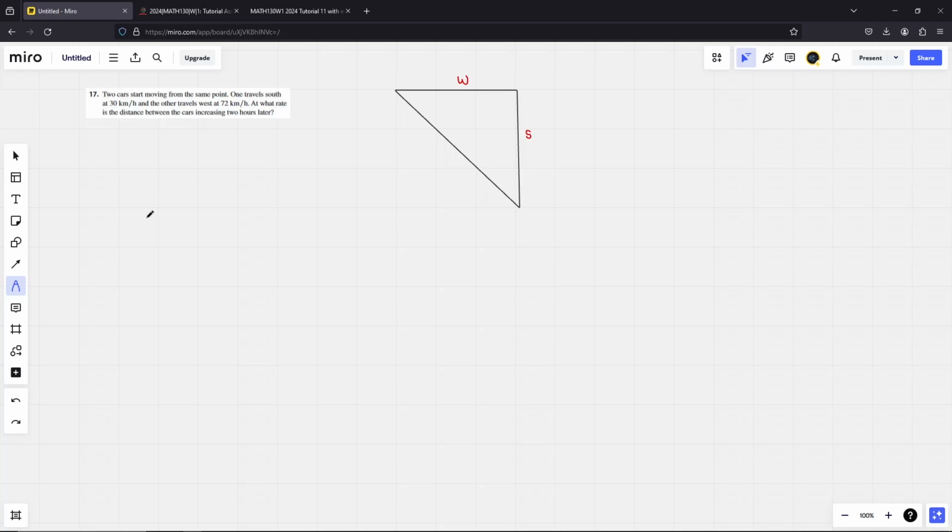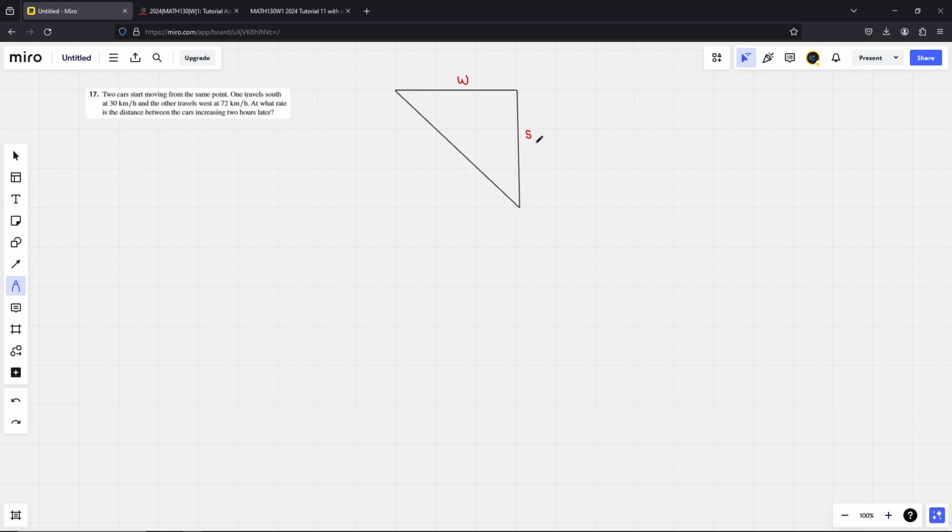Okay, so today we have more related rates, and this question says that two cars start moving from the same point, and one travels south at 30 kilometers an hour, and the other travels west at 72 kilometers an hour. So, if we think about two cars traveling in different directions, we know that south is this way, and we know that west is this way.